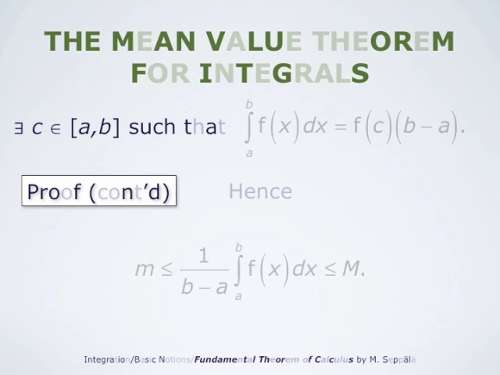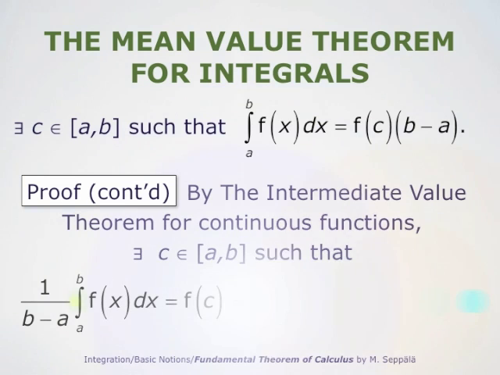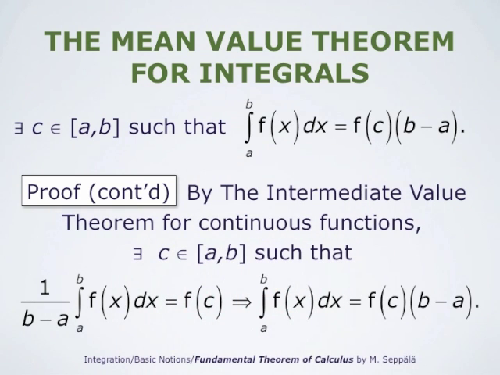And therefore, by the intermediate value theorem for continuous functions, we know that there is a point c between a and b such that 1 divided by b minus a times the integral from a to b of f of x dx equals f at c. By multiplying by b minus a, we get that the integral from a to b of f of x dx equals f at c times b minus a. So we found the point c satisfying this equation. Therefore, the proof is complete, and we have the mean value theorem for integrals.